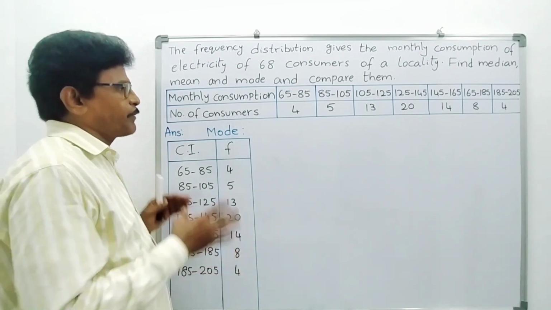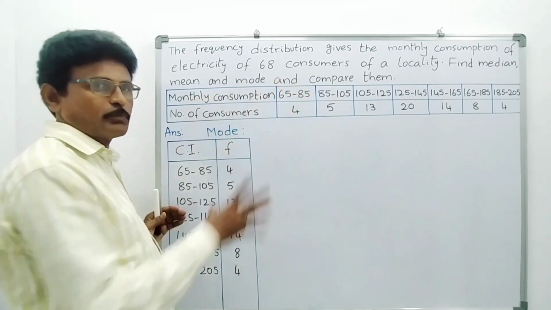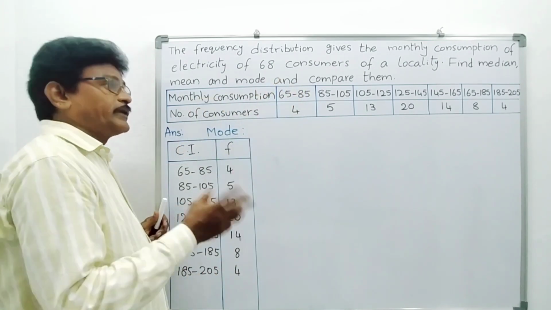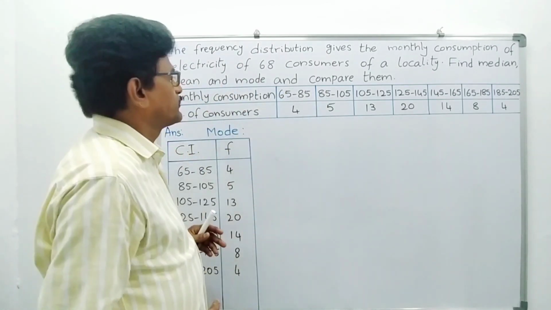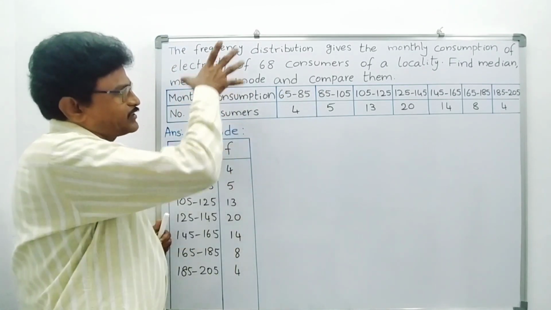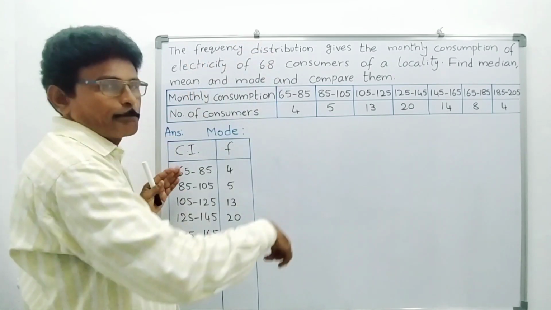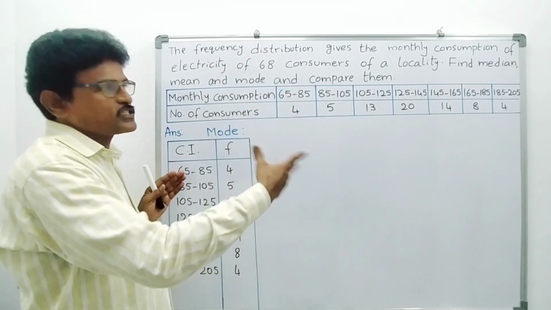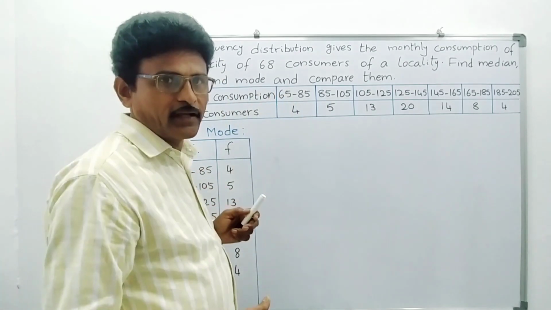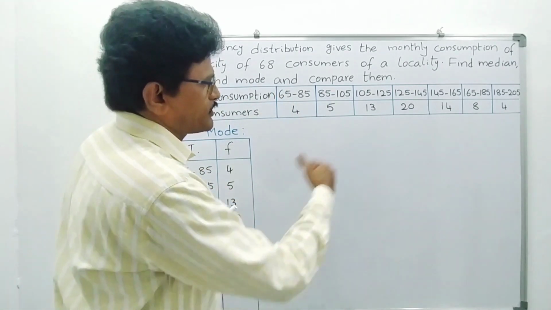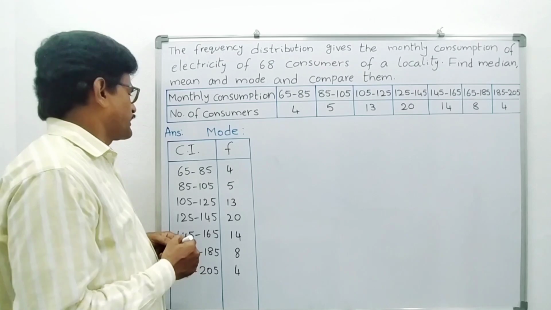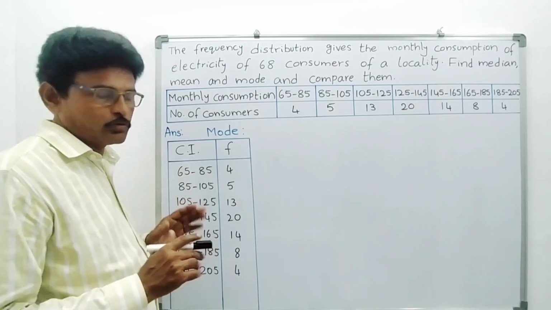In the general way, first I am going to find mode for the given problem. Next I am going to rub everything, and again I will enter this table as it is from the top. Then only this board is sufficient to solve median and also mean. Otherwise this space is not sufficient. Alright, first how to find mode.